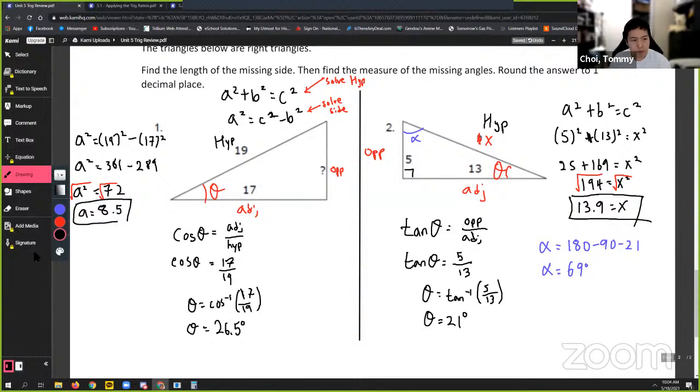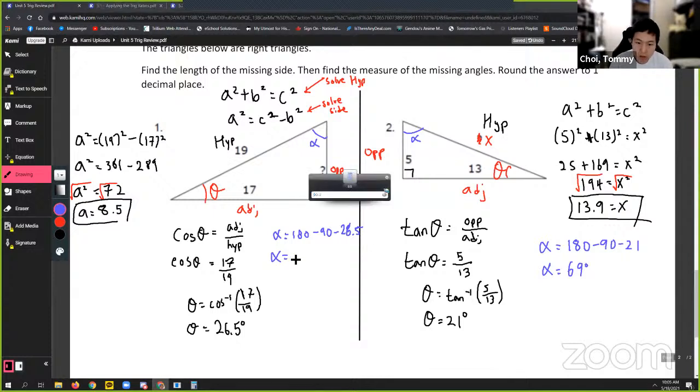So we get 26.5, which means if I call this part here alpha, then alpha is going to be 180 minus 90 minus 26.5. And doing that math is going to give me 63.5. So these are the two angles I get here. Okay.